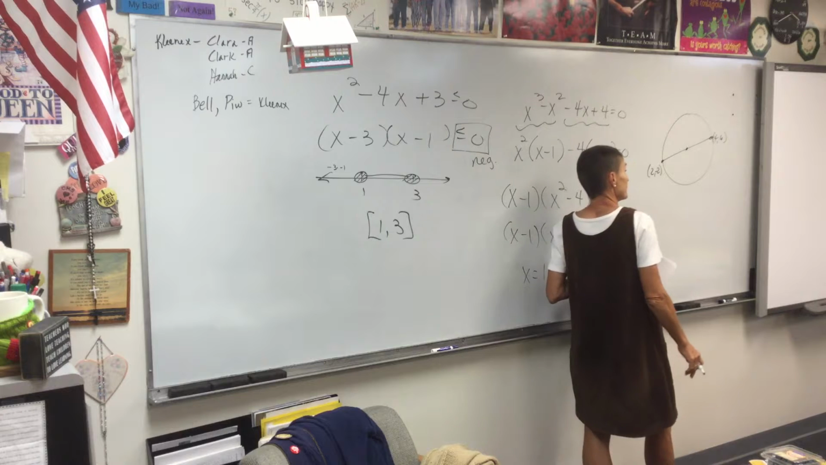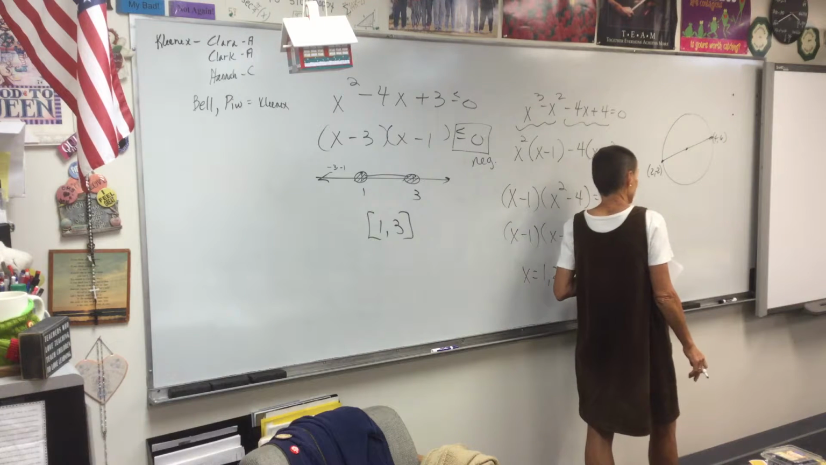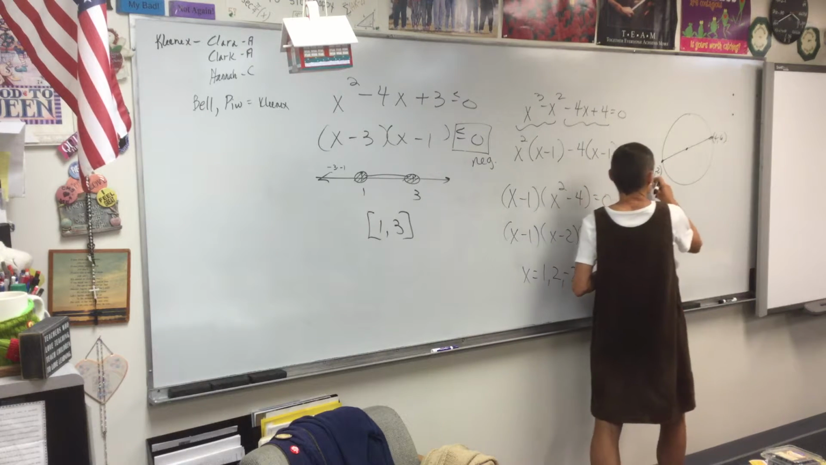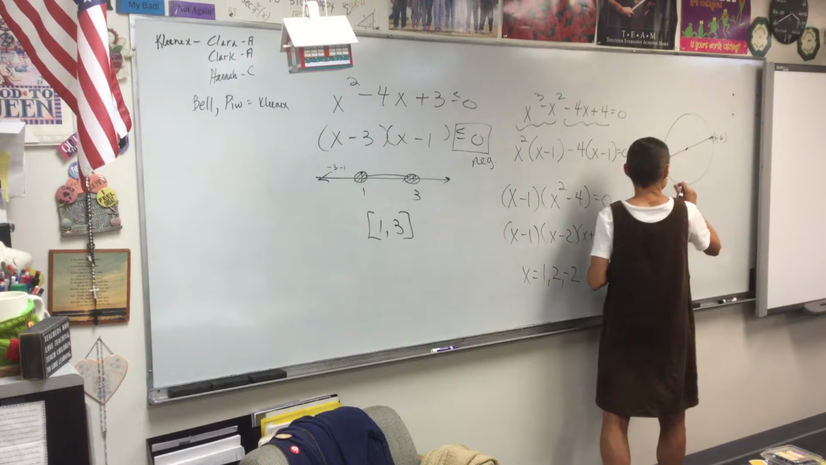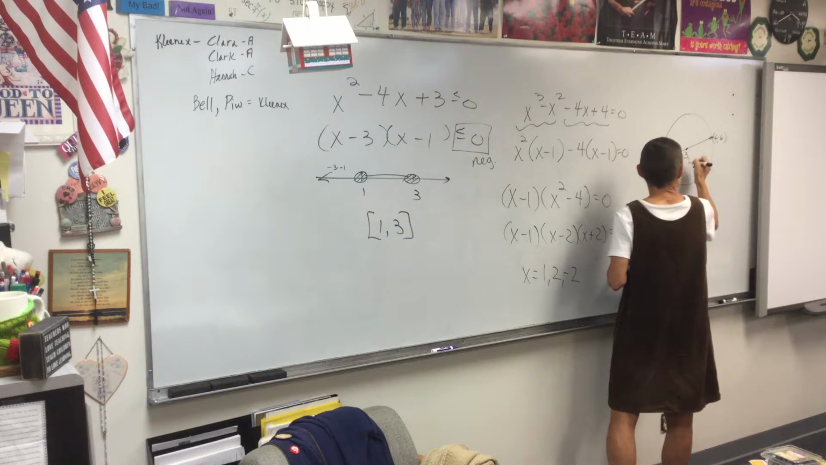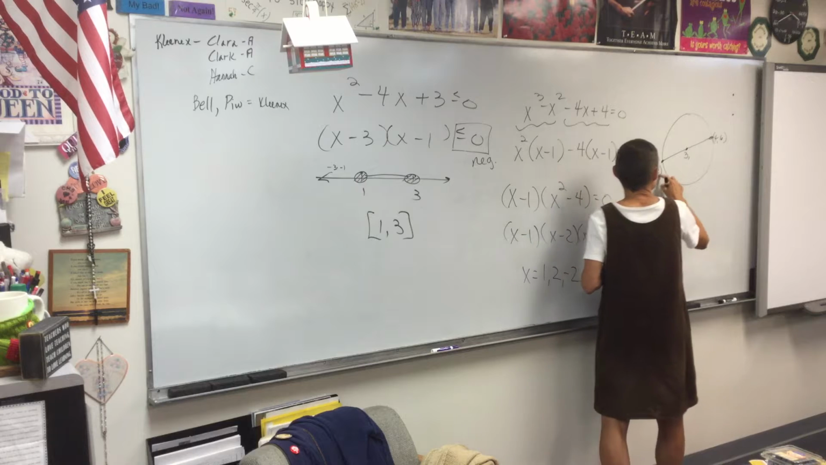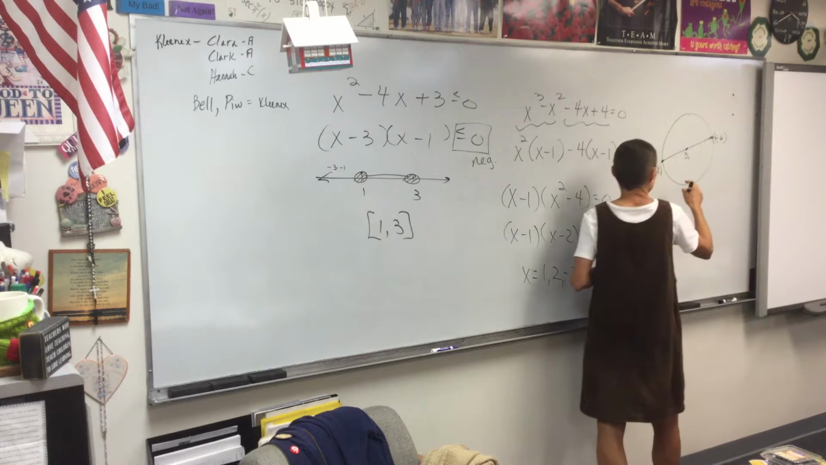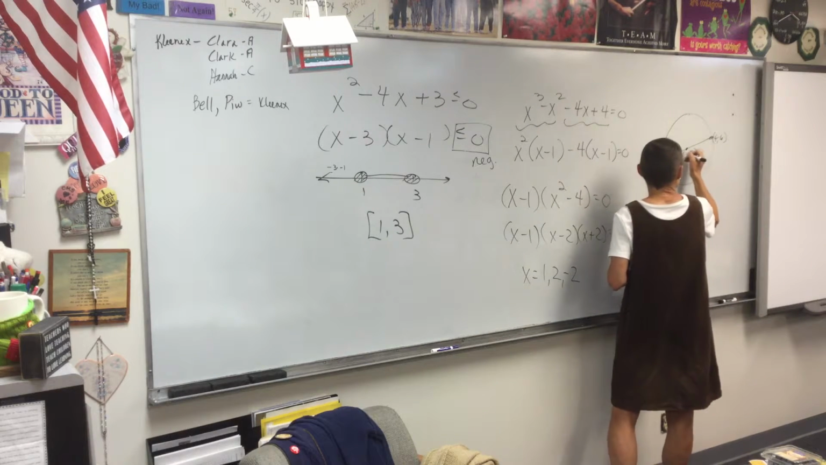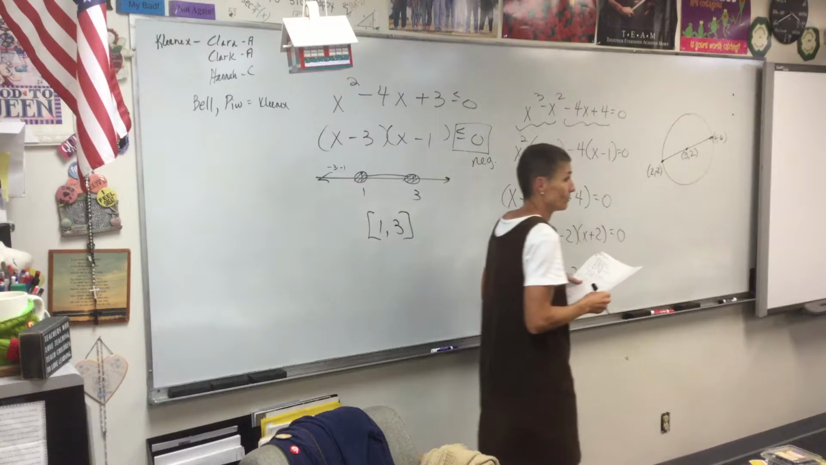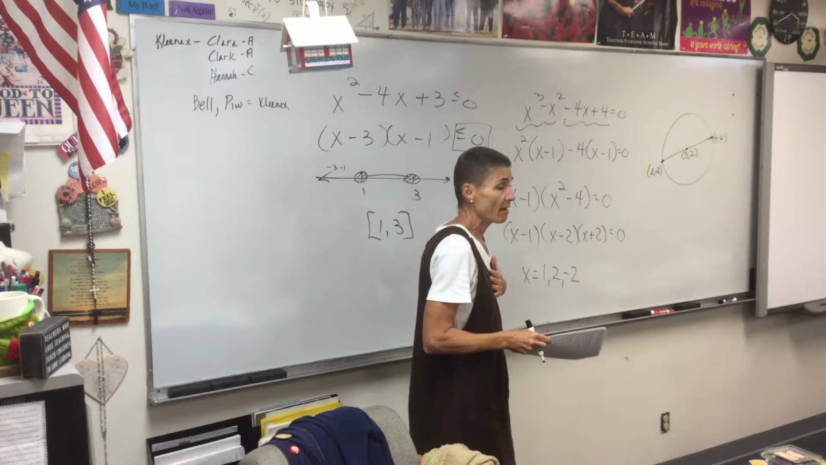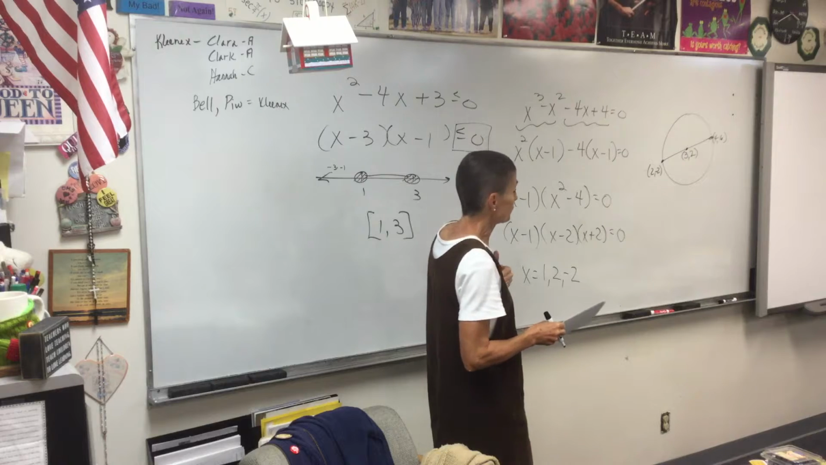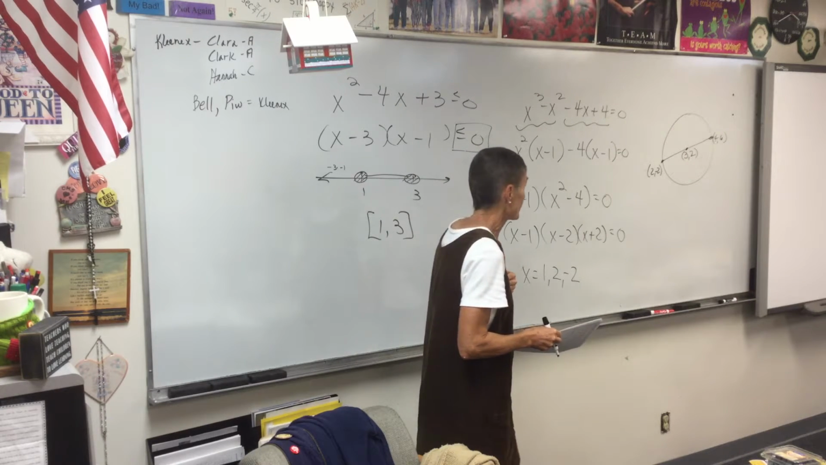And midpoint is average. So 2 and 4 makes 6. Divided by 2 makes 3. -2 and 6 makes 4. Divided by 2 is 2. So my center is at 3, 2. Midpoint is average. Add the x's divided by 2, add the y's divided by 2.